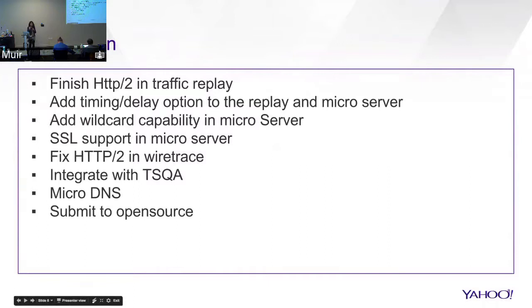And then, of course, we will work on integrating this with the TSQA. We do have a micro DNS, which takes a JSON format and maps the domain name to several IPs, and that is how the resolver is working. And then submit to the open source. That is the future plan.